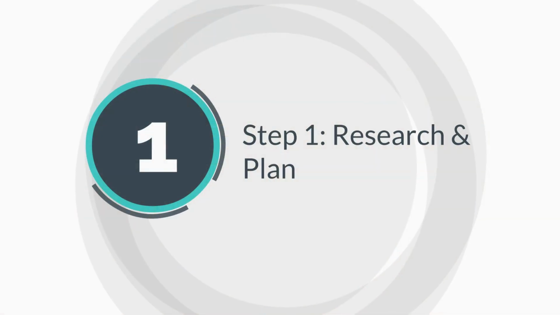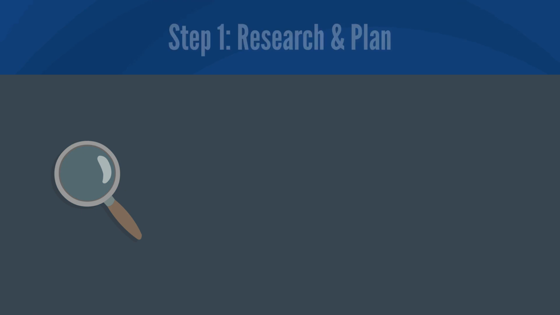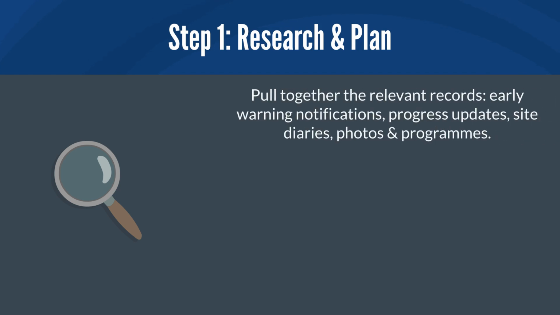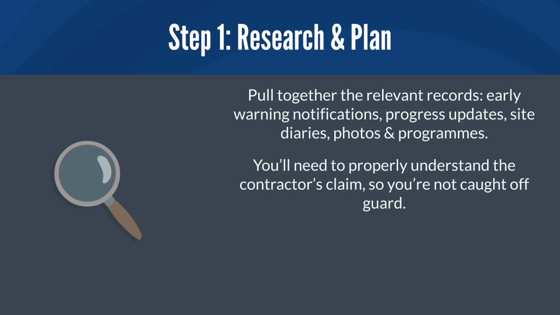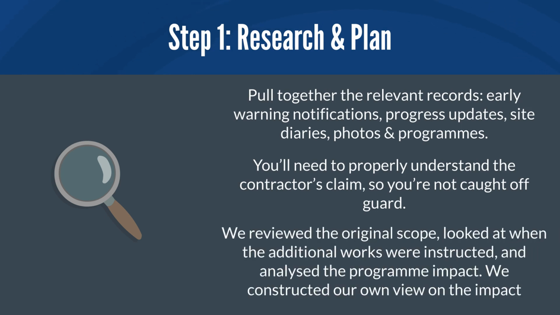Step 1. Research and plan. Before you start communication, you should already know what you're walking into. Pull together the relevant records, early warning notifications, progress updates, site diaries, photos, and programs. You'll need to properly understand the contractor's claim so you're not caught off guard. In our example, we reviewed the original scope, looked at when the additional works were instructed, and analysed the program impact. We used the data available to construct our own view on the impact of this change.